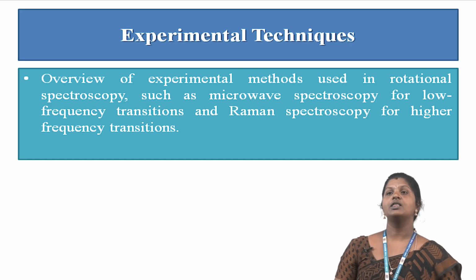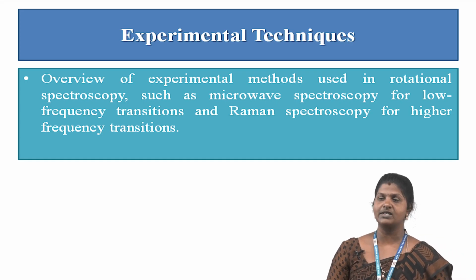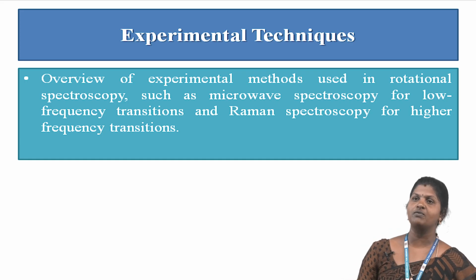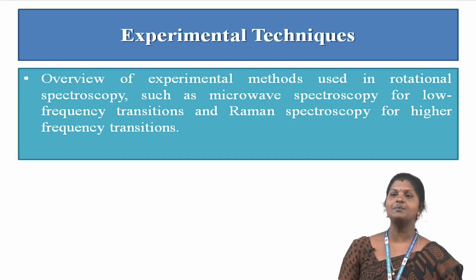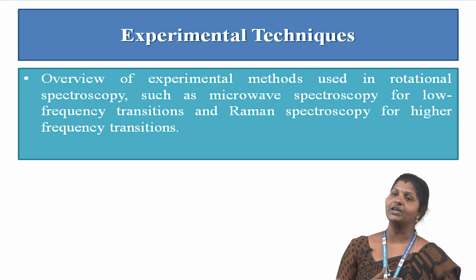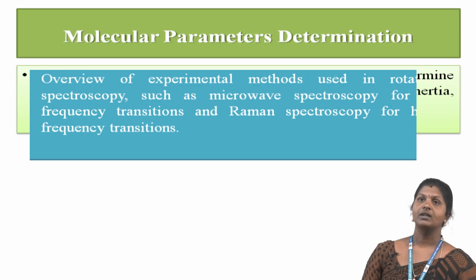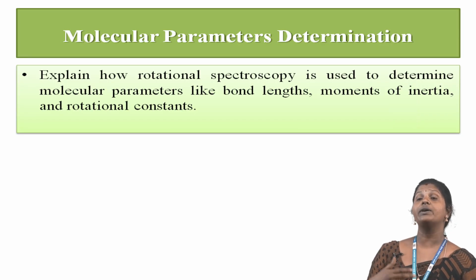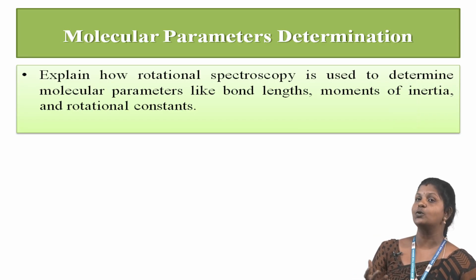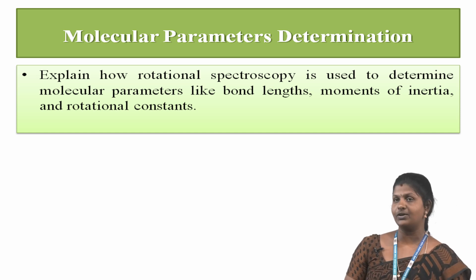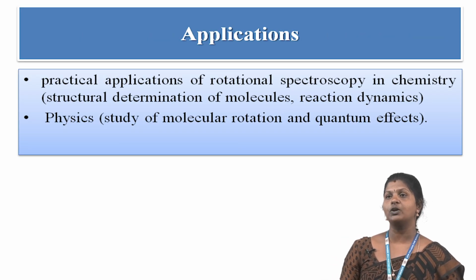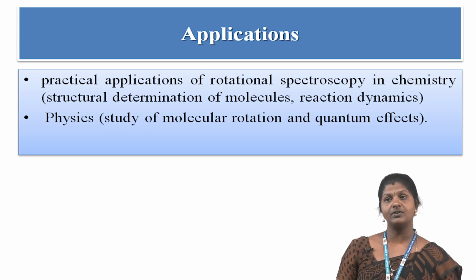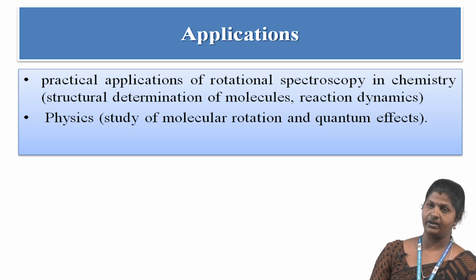The experimental techniques: an overview of the methods used in rotational spectroscopy, such as microwave spectroscopy for low frequency transitions and Raman spectroscopy for higher frequency transitions, the principles behind these techniques, and their application in studying molecular rotation. Molecular parameter determination: rotational spectroscopy is used to determine parameters like bond length, moment of inertia, and rotational constant. Applications in chemistry include determination of molecular structure and reaction dynamics. In physics, the study of molecular rotation and quantum effects.